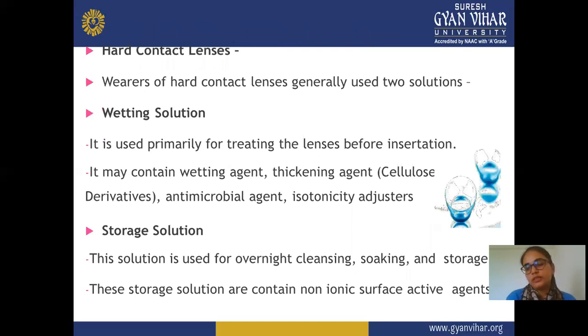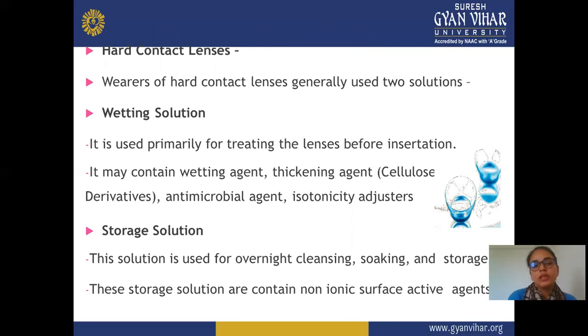Next is the types of lenses. In this, first is hard contact lenses. So we discussed this first, hard contact lenses. The wearer of hard contact lenses generally uses two solutions, because it is hard in nature when we apply the contacts. Two solutions are required for these contact lenses.